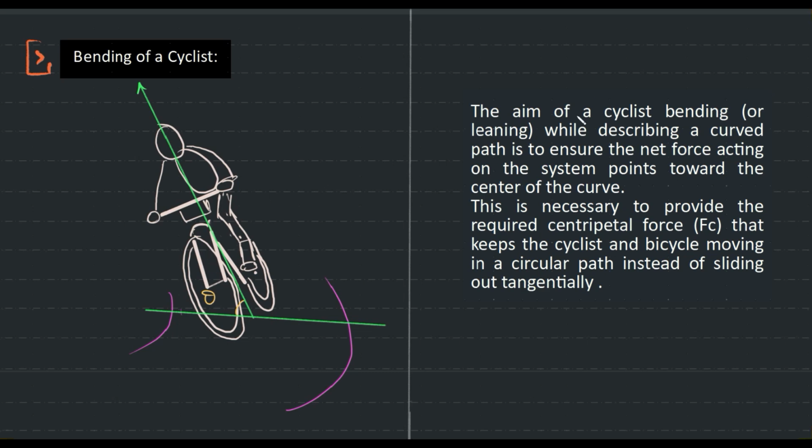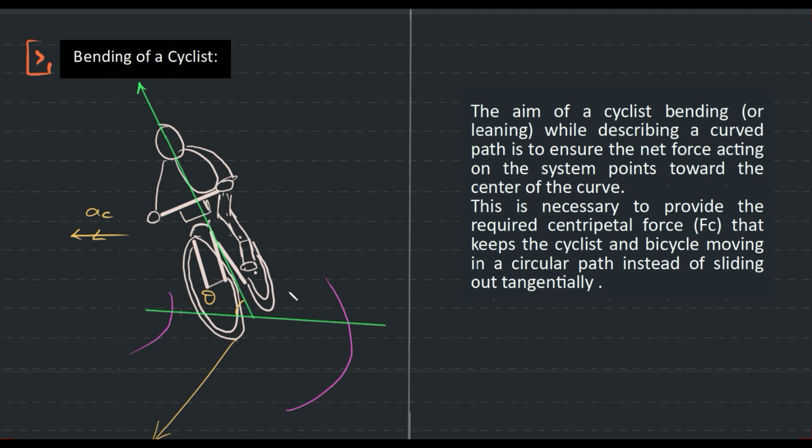So the aim of the cyclist bending or leaning while describing a curved path is to ensure that the net force acting on the system points towards the center of the circle, so we have the centripetal force and thus the acceleration that keeps the cyclist and the bicycle moving in a circular path instead of sliding tangentially, instead of going straight. So that's what we are trying to figure out.